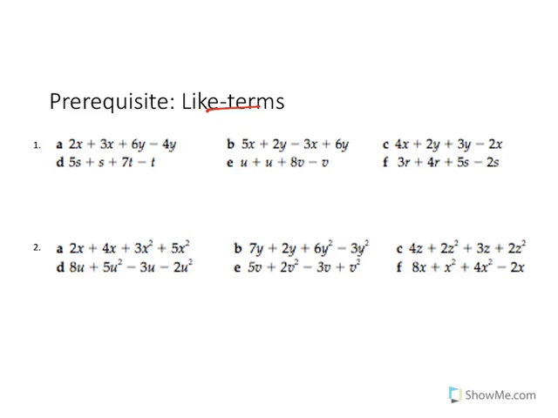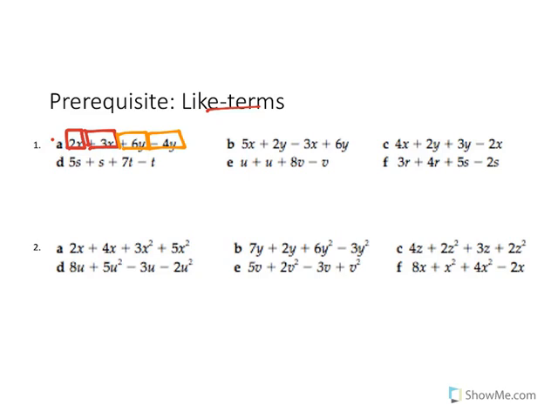So if we look at number 1a, we see 2x plus 3x plus 6y minus 4y. Now if we isolate each term, 2x, and the positive sign goes with the 3x, so plus 3x, so positive 3x. And then we start to see y's, so positive 6y and a negative 4y. What we have to do now is combine terms that look alike. X's and y's don't look alike, so we cannot combine them.